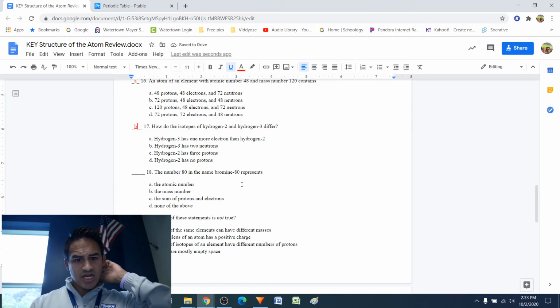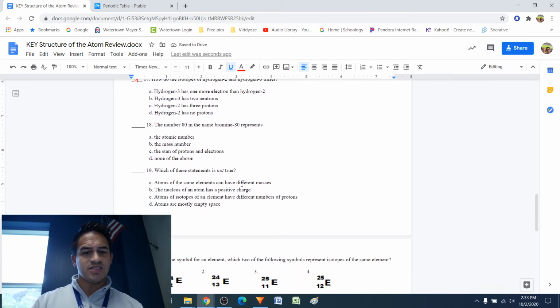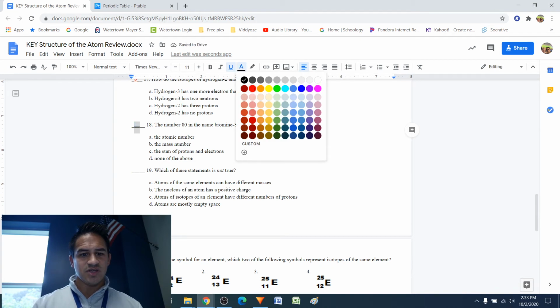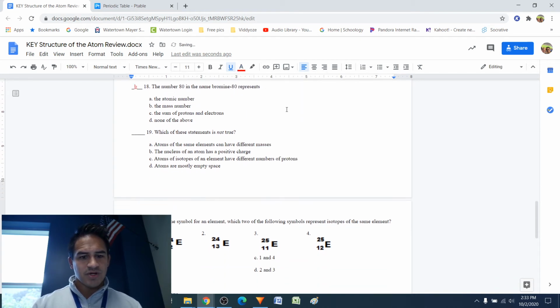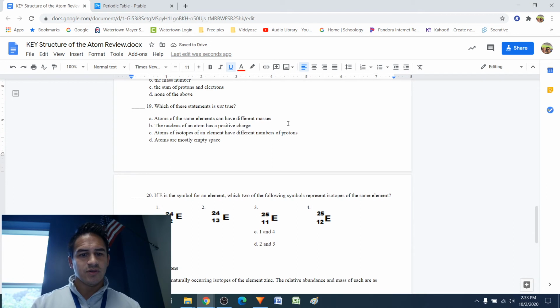Number 18, the number 80 in the name bromine 80 represents... So this is just like the previous one. The number 80 is going to represent the mass number. That is how many protons plus neutrons there are. So that is going to be letter B. Number 19, which of these statements is not true? Atoms of the same element can have different masses. That is true.